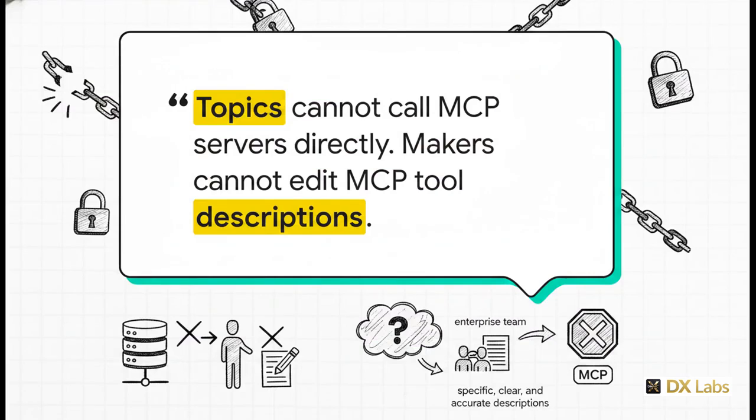Okay, I really need to hammer home a massive AB 620 exam pitfall here. Topics cannot call MCP servers directly, and makers cannot edit MCP tool descriptions. Let that sink in for a second. Because generative orchestration relies entirely on that server-dictated text to make its routing decisions, vague descriptions will cause completely inconsistent behavior. And since you can't edit those descriptions inside Copilot Studio, the quality of your orchestration depends 100% on the enterprise team owning that server. They have to write crystal clear, highly specific descriptions. Bottom line, if you need strict, deterministic, topic-controlled invocation, MCP is simply the wrong choice.